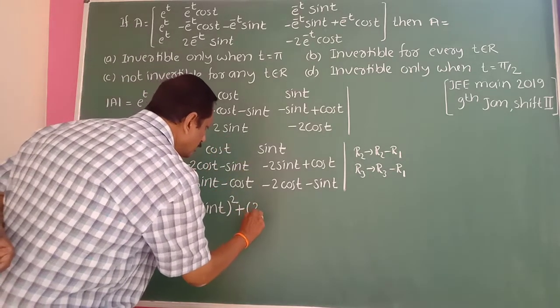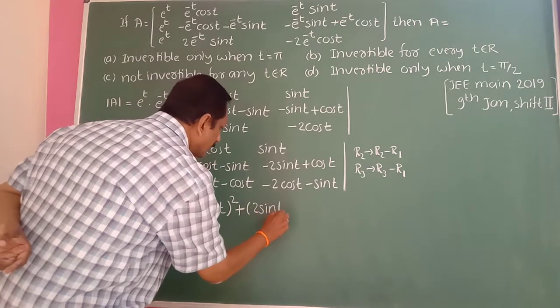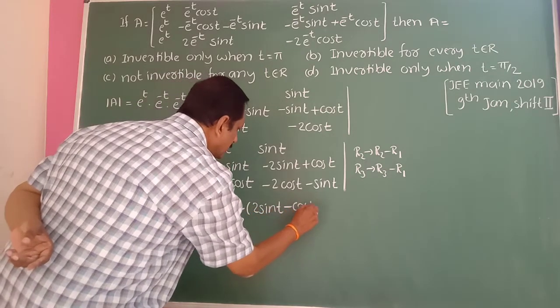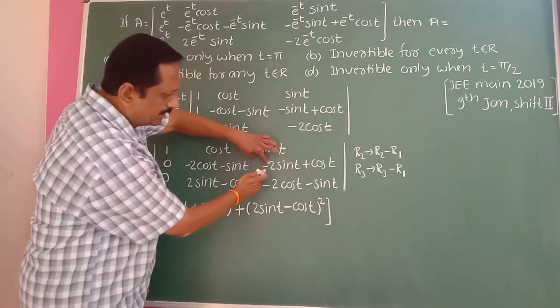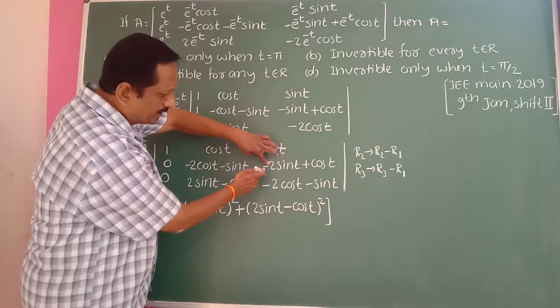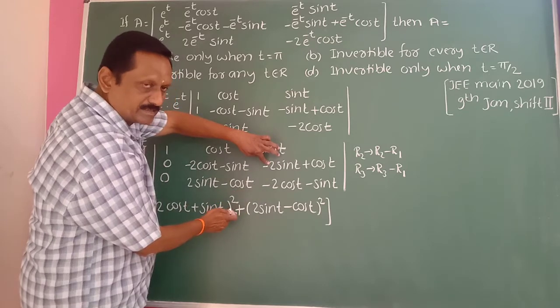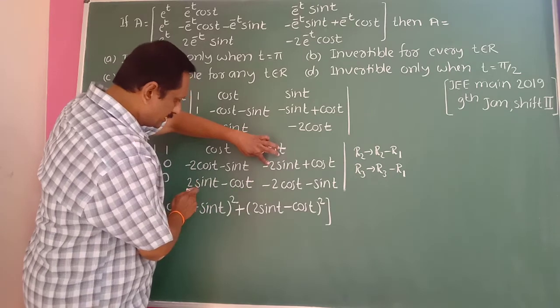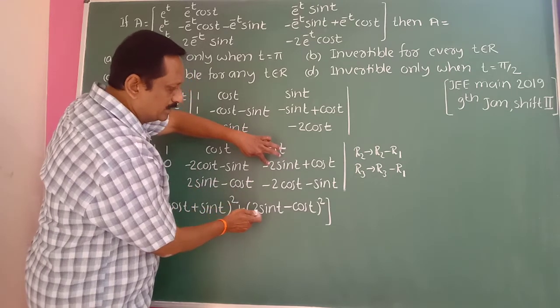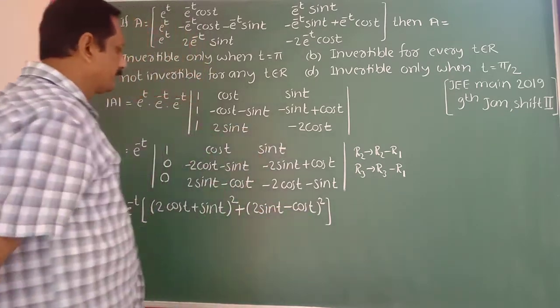Hence 2 sin t minus cos t is a square here. But you have to take minus common here. Then that minus, with one more minus, becomes plus: 2 sin t minus cos t, it becomes 2 sin t minus cos t whole square.